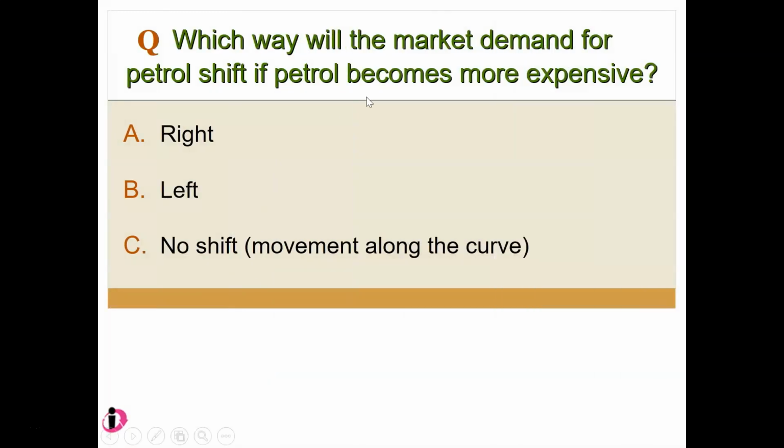Next question. Which way will the market demand for petrol shift if petrol becomes more expensive? Again, stop the video, write down the answer, and continue when you are ready. Ready? The correct answer is C, no shift. Why is that? Because we are talking about petrol itself becoming more expensive. When price of our product, petrol, goes up, this will cause a change in the quantity demanded. Demand itself will remain the same.